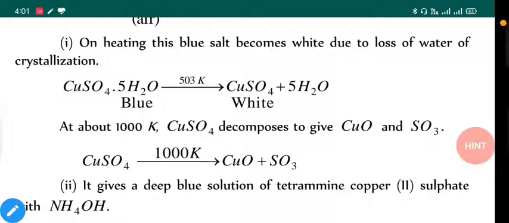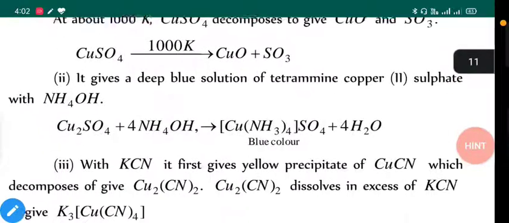So CuSO4·5H2O. Now this 5H2O is actually present as ligands, and they donate electron pairs into empty orbitals of copper. That's why when we heat it and remove each and every water molecule from it, you will get white CuSO4, which is colorless. So usually in the laboratory we have copper sulfate as a white powder. About 1000 Kelvin, CuSO4 decomposes to give CuO and SO3.